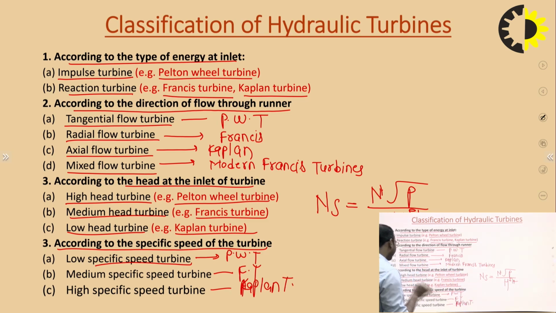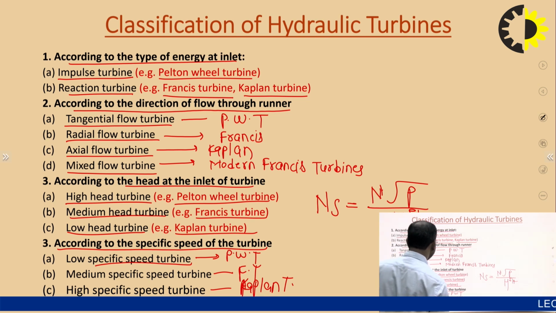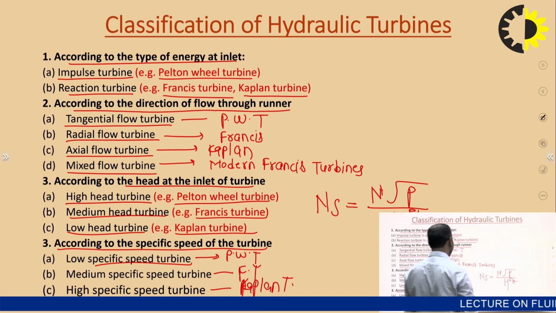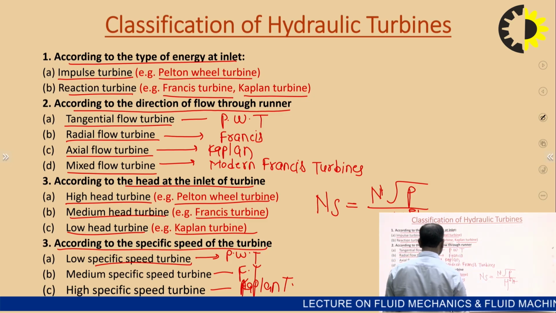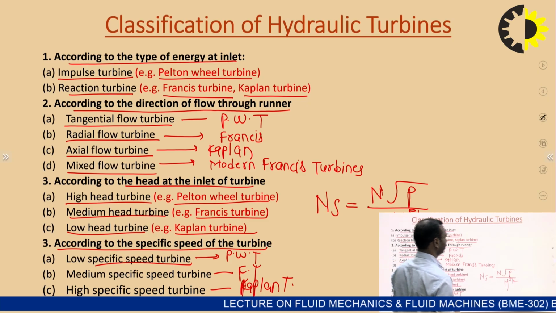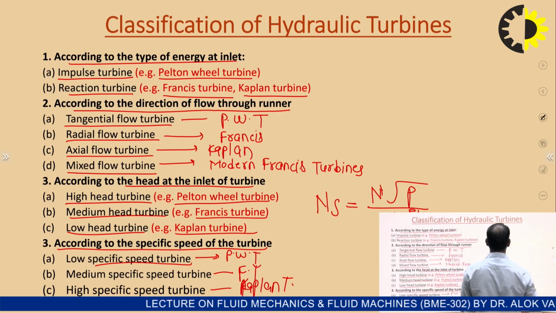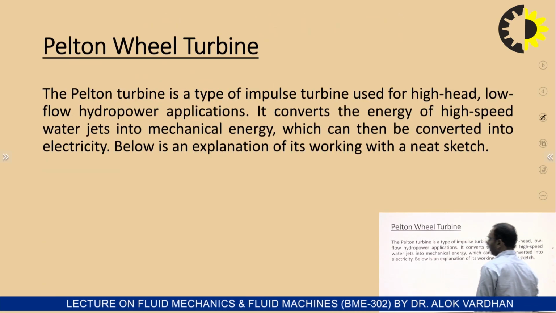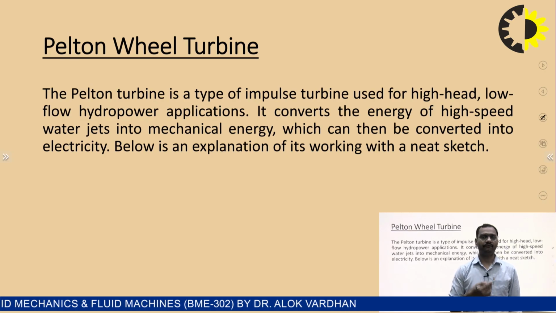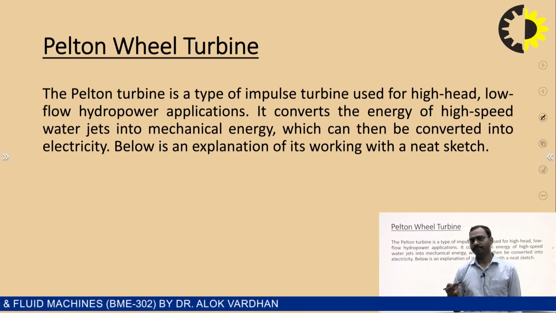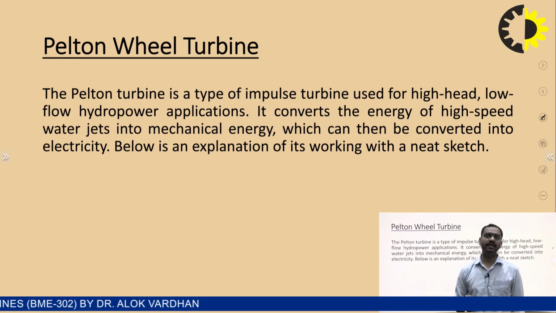So we can say that for high head and low specific speed, we can select the Pelton wheel turbine. For medium head and medium specific speed, we can select the Francis turbine, and for low head and high specific speed, we can select the Kaplan turbine. So these are the classifications of hydraulic turbines. Now I will discuss one by one the construction and details of Pelton wheel, Francis and Kaplan in subsequent slides.